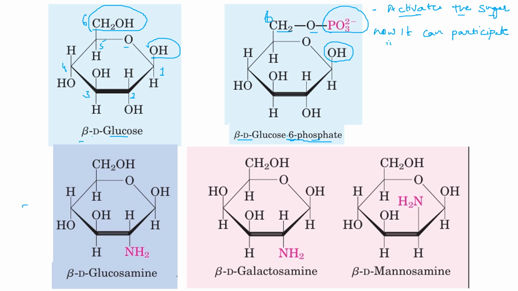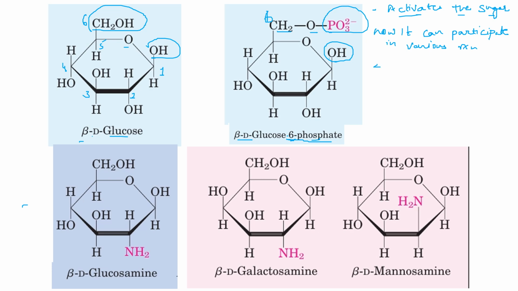It can participate in various metabolic reactions. For example, in glycolysis, you must have seen that glucose is first converted to glucose 6-phosphate, and then glucose 6-phosphate can enter either glycolysis or glycogenesis.